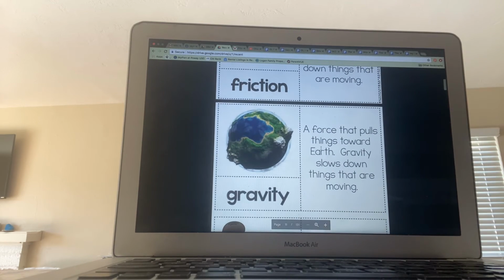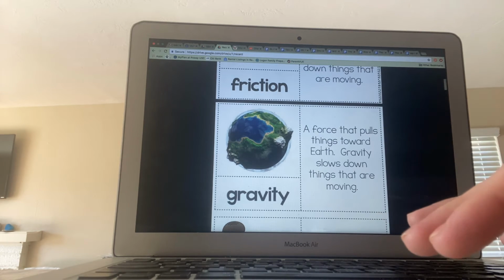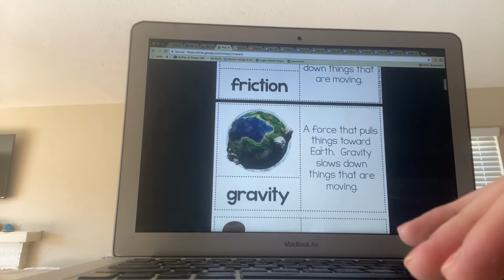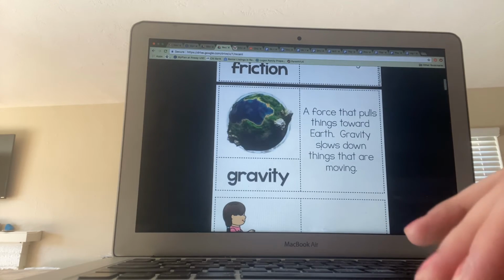Gravity. So gravity is a force. It pulls things towards Earth. Gravity slows down things that are moving. We have gravity here on Earth, and it's an invisible force. And without gravity, we would float away. Gravity pushes us down to the earth.